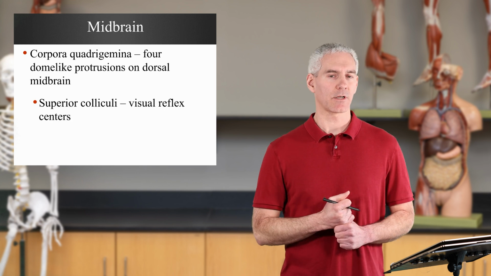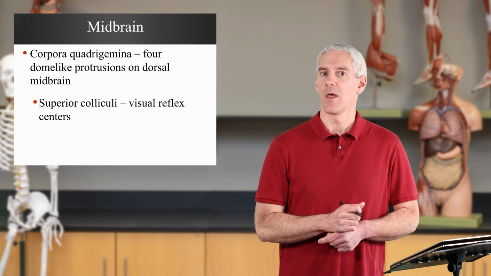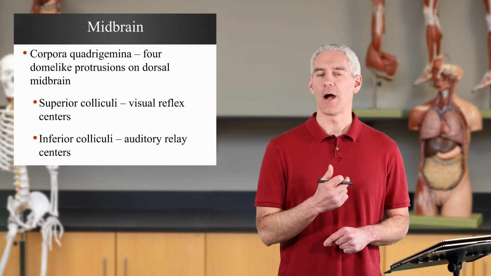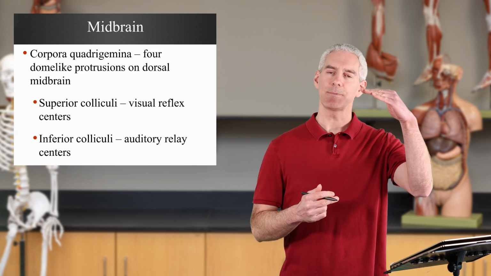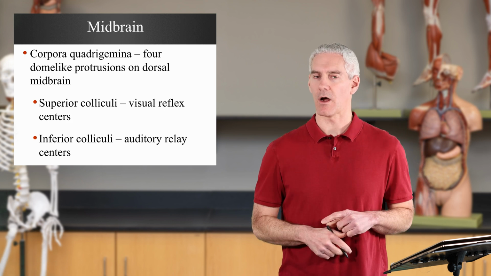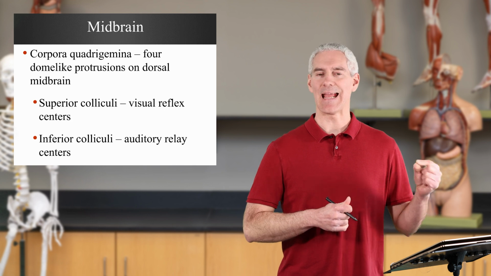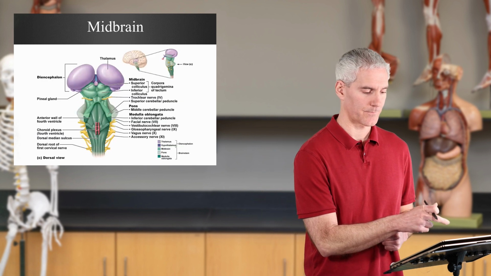Now, these superior colliculi are going to be visual reflex centers. The two on the bottom, the inferior colliculi, are going to be auditory reflex centers. So that means the top two are visual, the bottom two are auditory. Together, both the superior and the inferior colliculi make up the corpora quadrigemna.